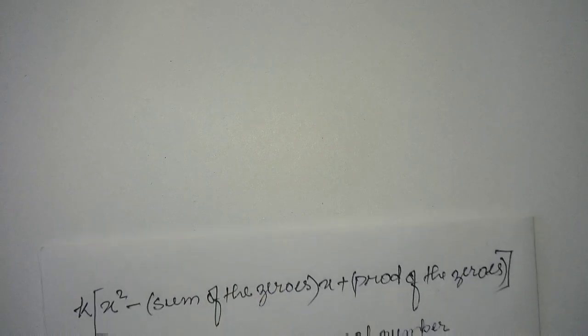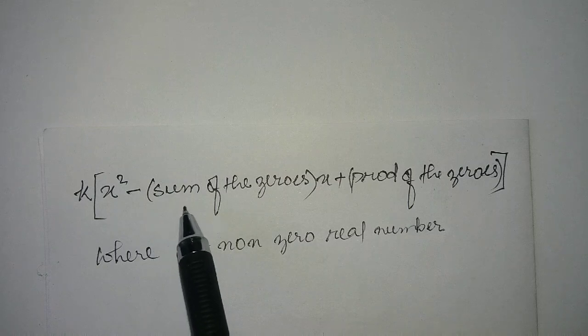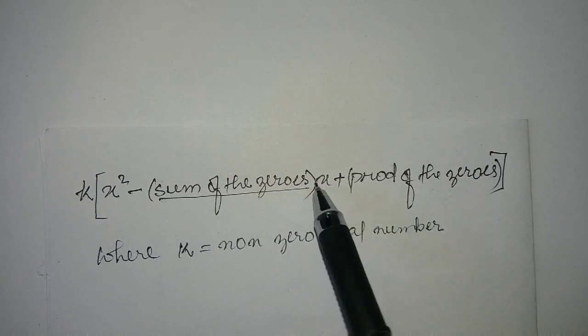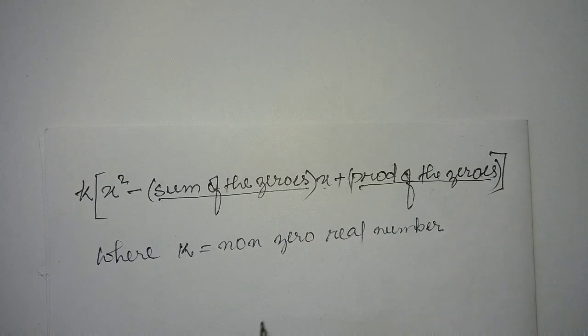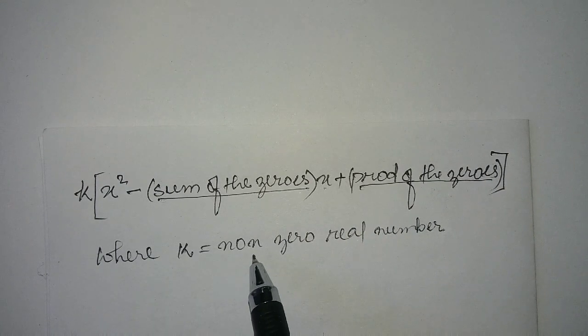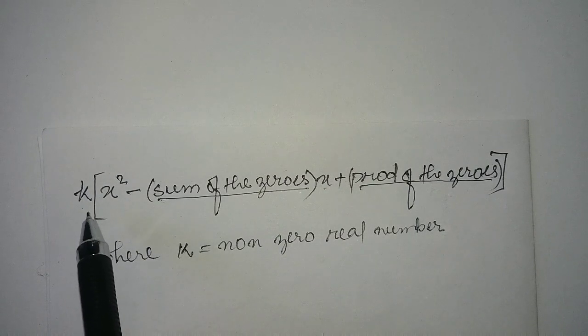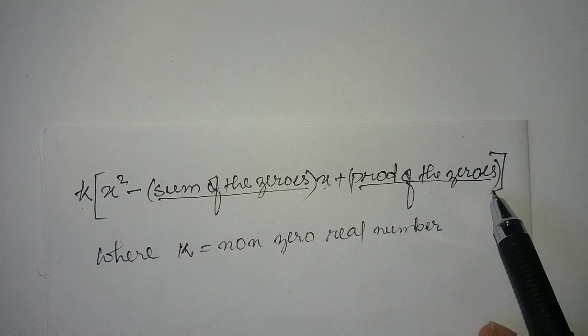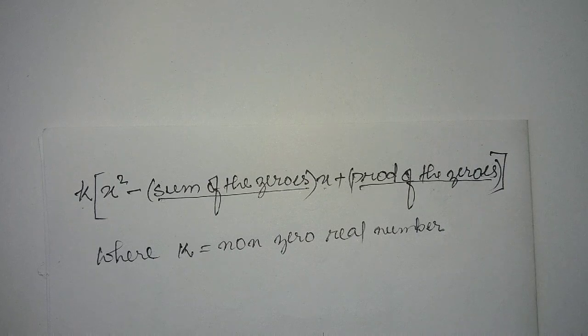Now that we have the sum and product of the zeros, we're going to use this formula: k times (x square minus sum of the zeros x plus product of the zeros). Now this k is a non-zero real number, so this k cannot be 0, because if k is 0 then this whole thing becomes 0. So in that case we wouldn't be able to get any quadratic polynomial.